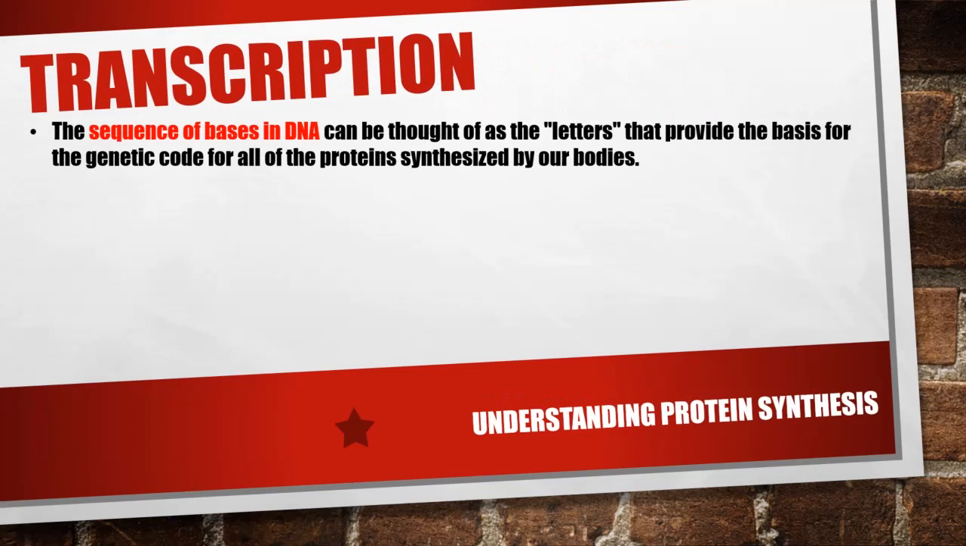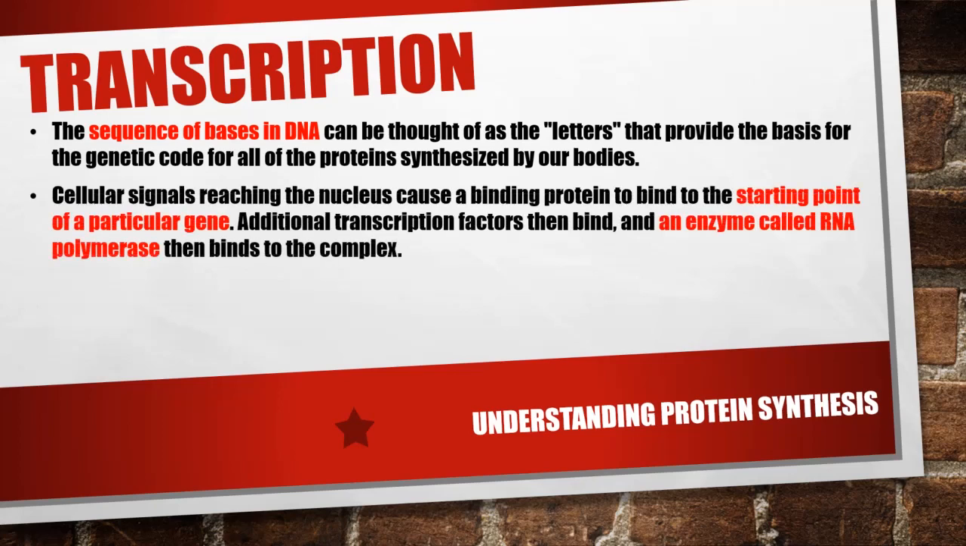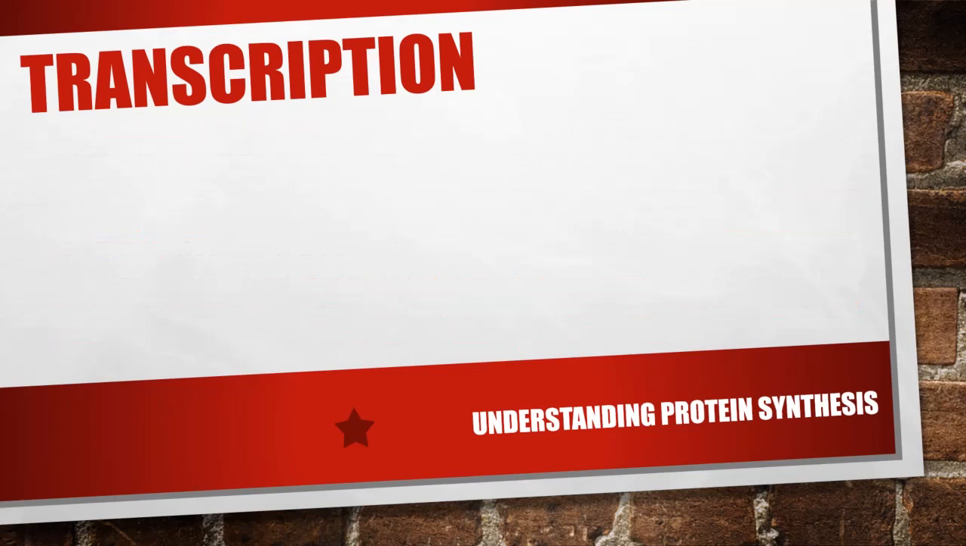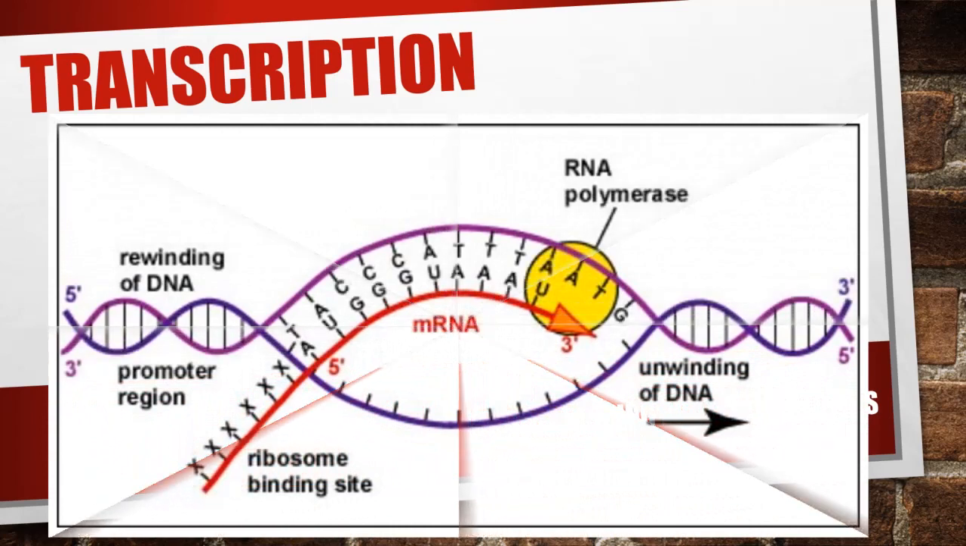Now, the sequence of the bases in the DNA can be thought of as letters that provide the basis for the genetic code. Cellular signals reach the nucleus and they cause binding proteins to start binding on a particular gene. And then the enzyme called RNA polymerase binds to this complex. Once this has happened, the DNA will start to unwind. And the enzyme synthesizes a strand of messenger RNA using the sequence of bases on the one strand of DNA to create a complementary strand of mRNA. Here is a diagram summarizing the process of transcription.